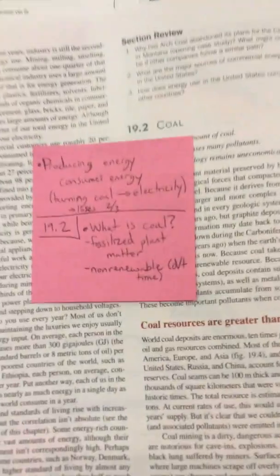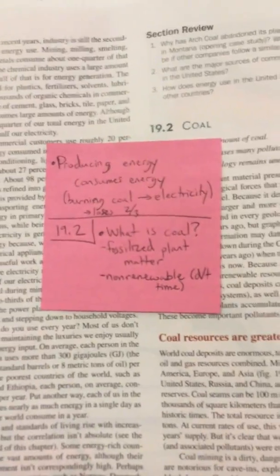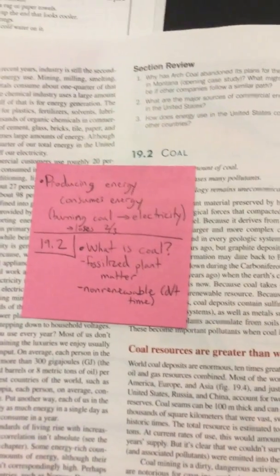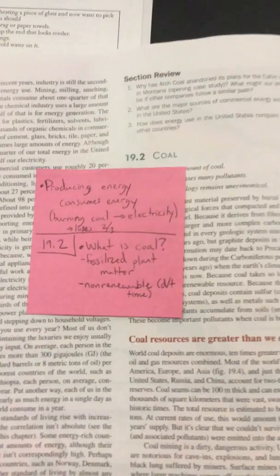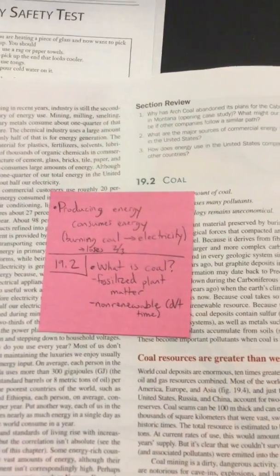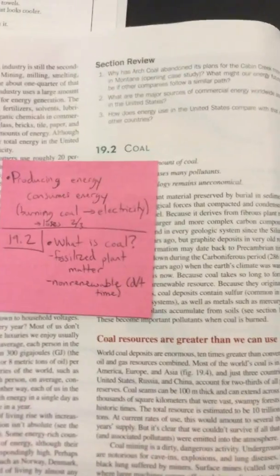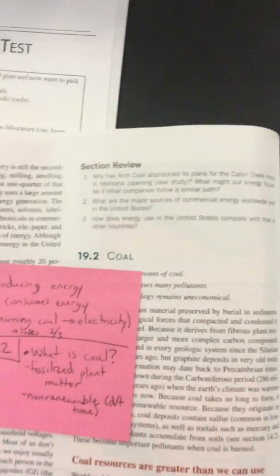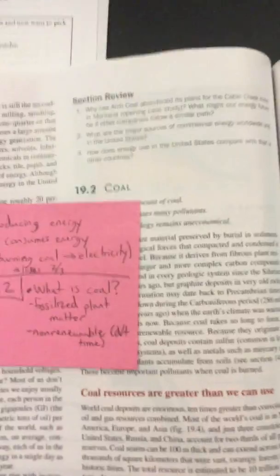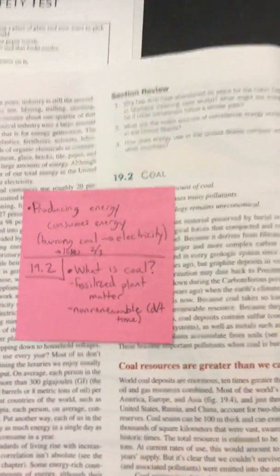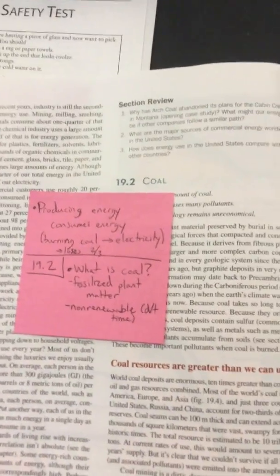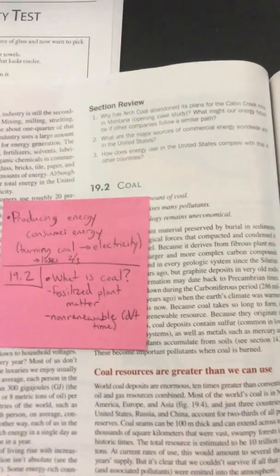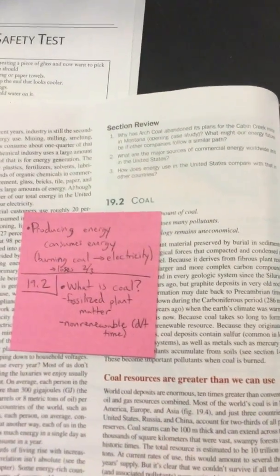Okay. 19.2 talks about coal. Coal is one of the non-renewable energy types. So what is coal? It's fossilized plant matter. In order for it to be produced, it does take a long time. That's why it's considered non-renewable. Something like firewood would be renewable because we can plant more trees and harvest those within somebody's lifetime. But coal is non-renewable because it takes thousands of years and a lot of pressure and heat to form its structure.